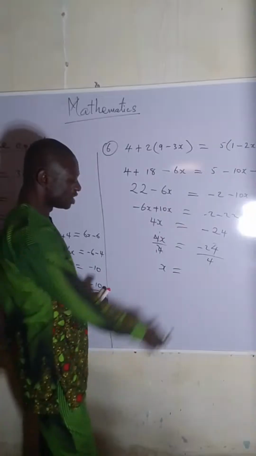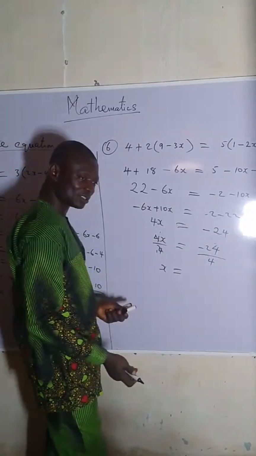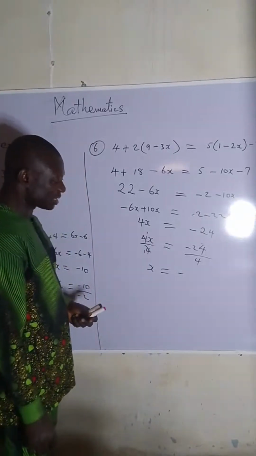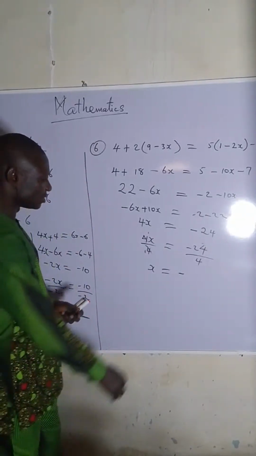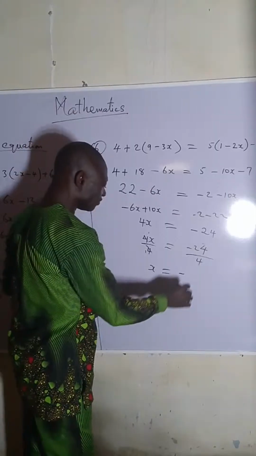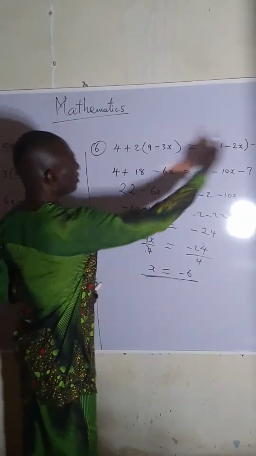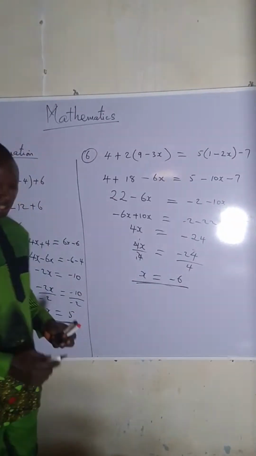When this is done, remember that the number here is plus. Plus divided by minus is minus. Our answer must be a negative number. And so 24 divided by 4 will give us 6. Therefore, our answer to this question is x is equal to minus 6.